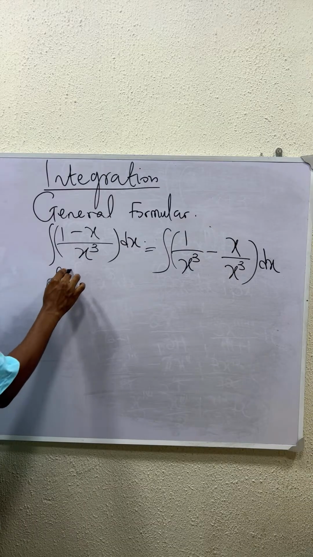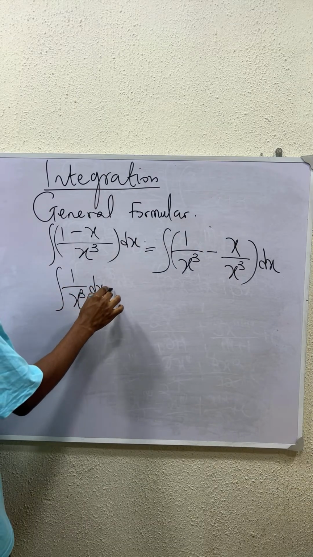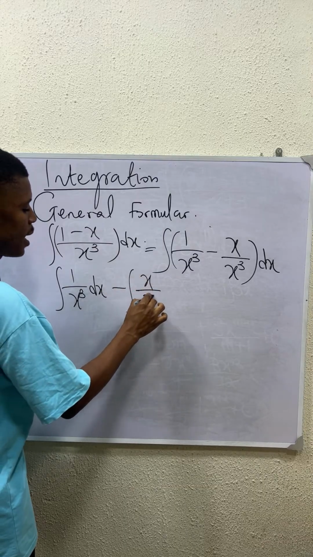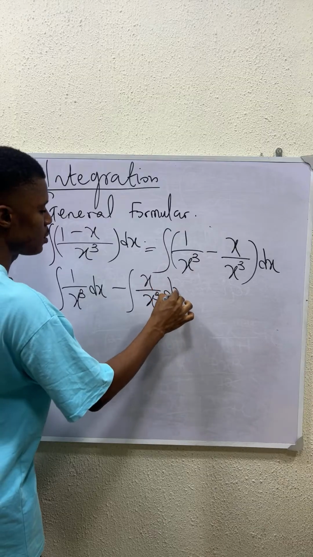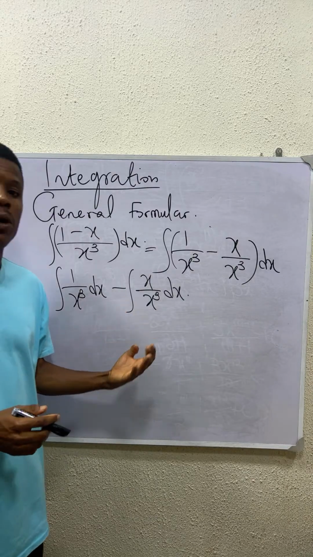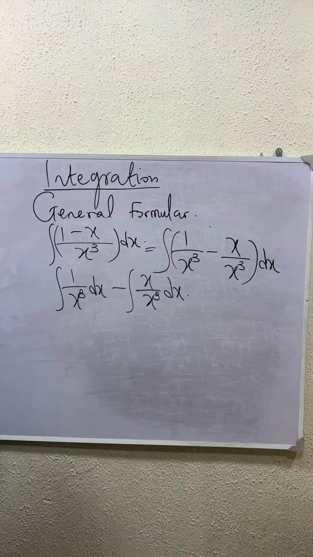This is the integral of 1 over x power 3 with respect to x minus the integral of x over x power 3 with respect to x. Good. So you can now see that we've applied the rule of integration in it. Okay, integrating individual terms. Then what next do we do?